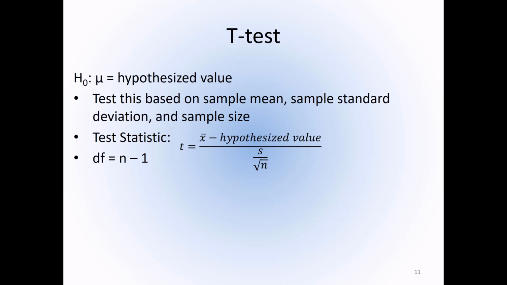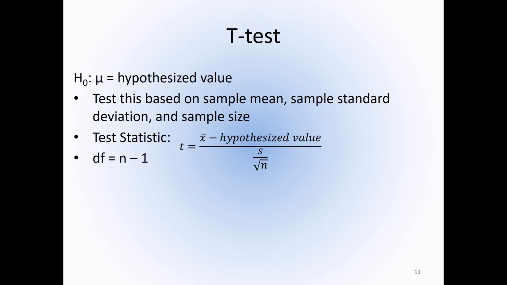Similar to the chi-square test, we have a test statistic which we will then use to determine if we should either support or reject our null hypothesis, and that test statistic is t. Our formula here is t equals the sample mean minus that hypothesized value that we're interested in testing against, divided by the standard error. And as we know with the t-distribution, the distribution is based on the degrees of freedom, and these are going to be based on our sample size minus 1.